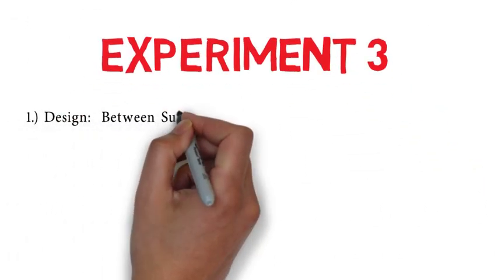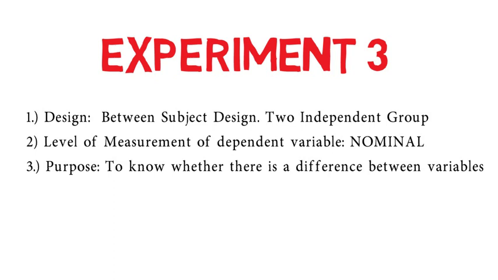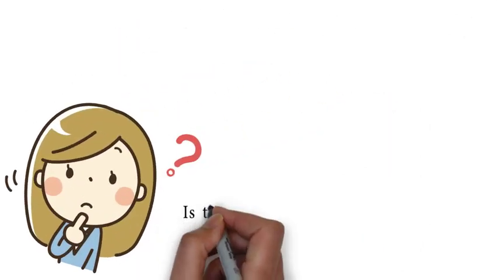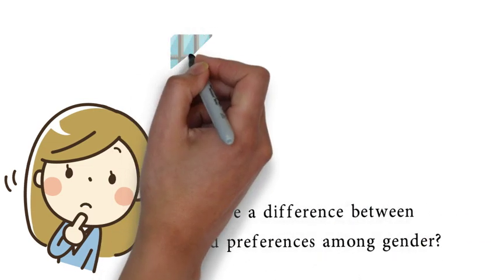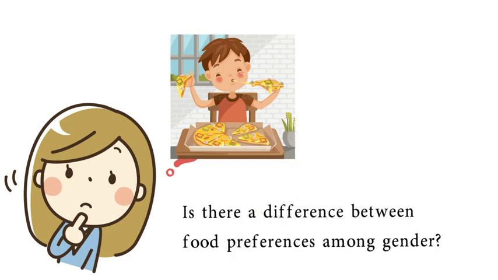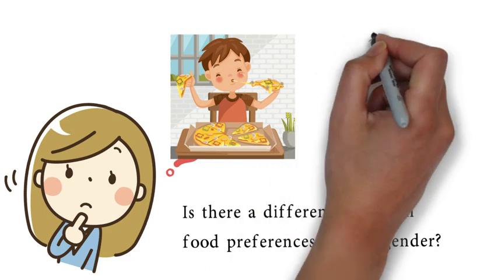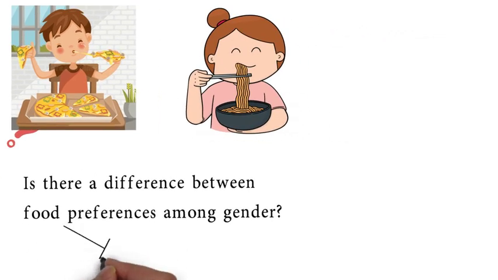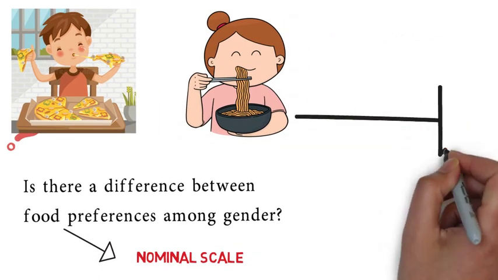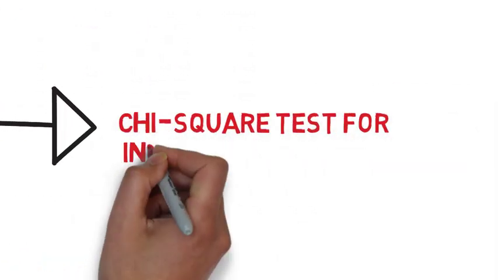So ano naman ang gagamitin nating statistics if we have a nominal dependent variable? For example, I want to know whether there is a difference between food preferences among gender. Ang mga lalaki ba ay mas prefer ang Western foods or ang mga babae ba ay mas prefer nila ang Asian foods? So our dependent variable is clearly in nominal scale. Therefore, the statistics that I'll be using here is a chi-square statistics.